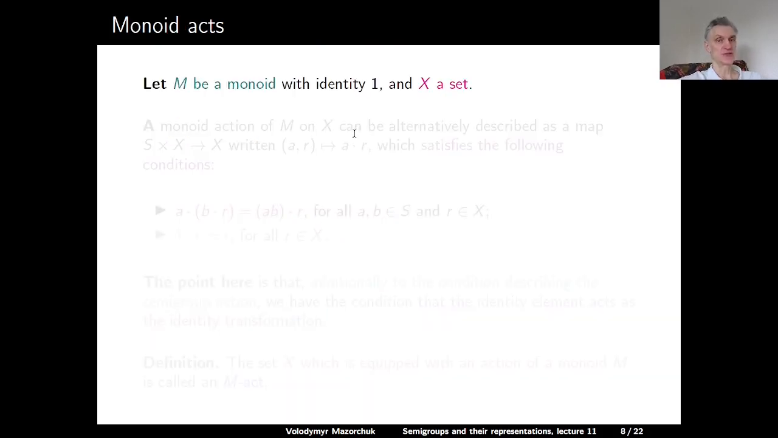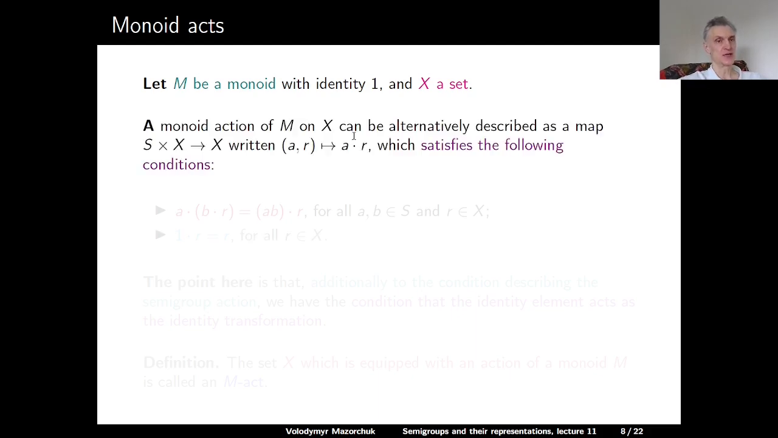Let M be a monoid with identity 1 and X a set. Similarly to our alternative description for the semigroup action, a monoid action of M on X can be described as a map M times X to X, written as (A, R) goes to A dot R, which satisfies the following conditions. A dot (B dot R) should be equal to (AB) dot R for all A, B in M and R in X, and 1 dot R should be equal to R for all R in X.